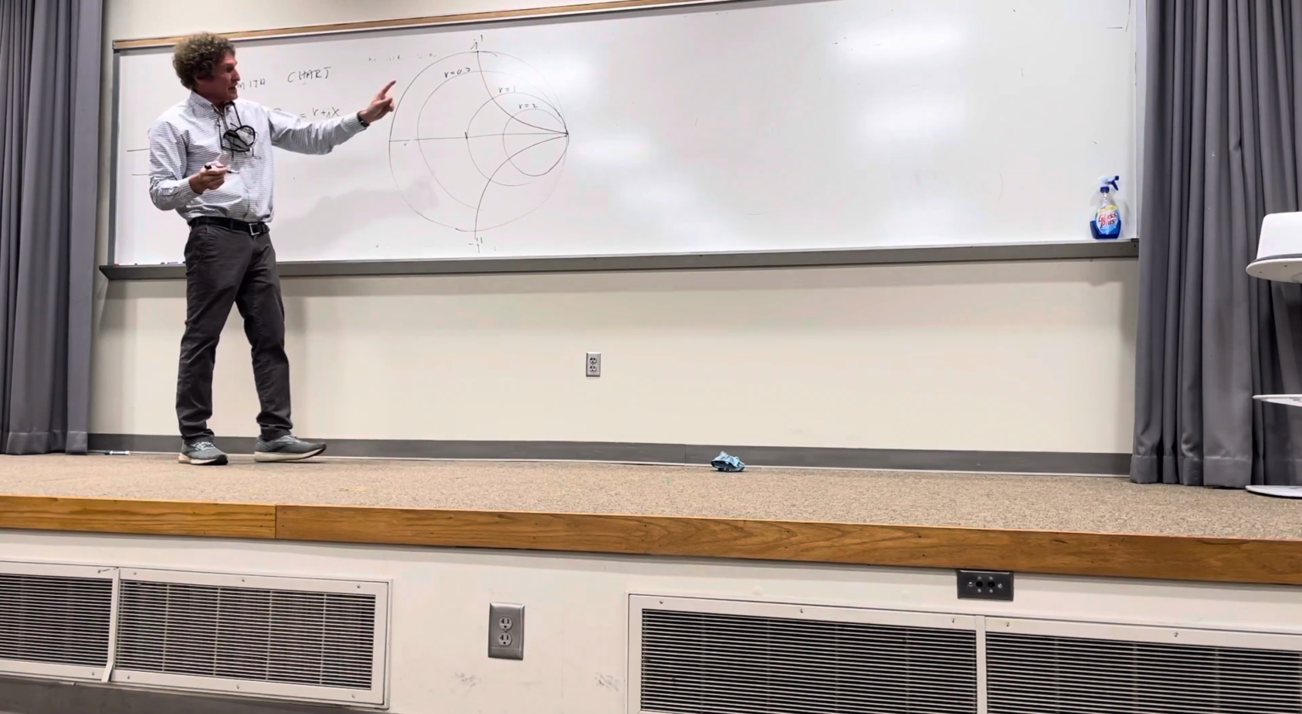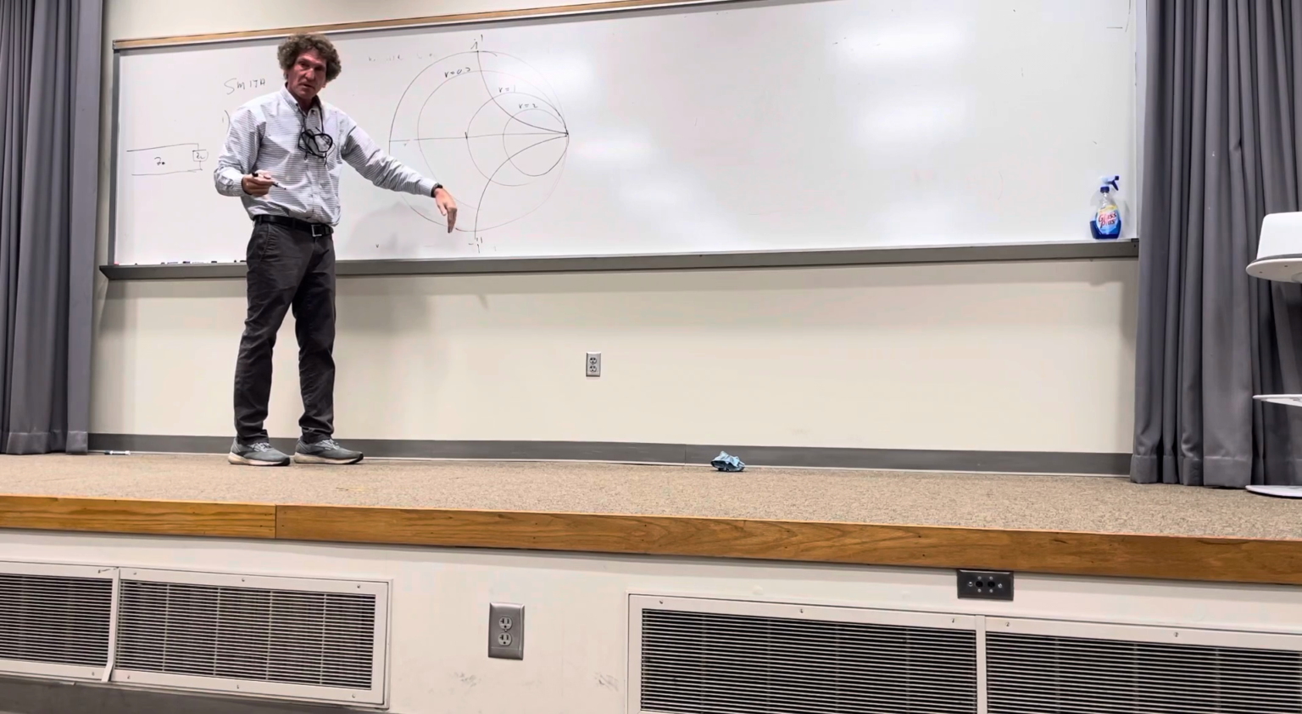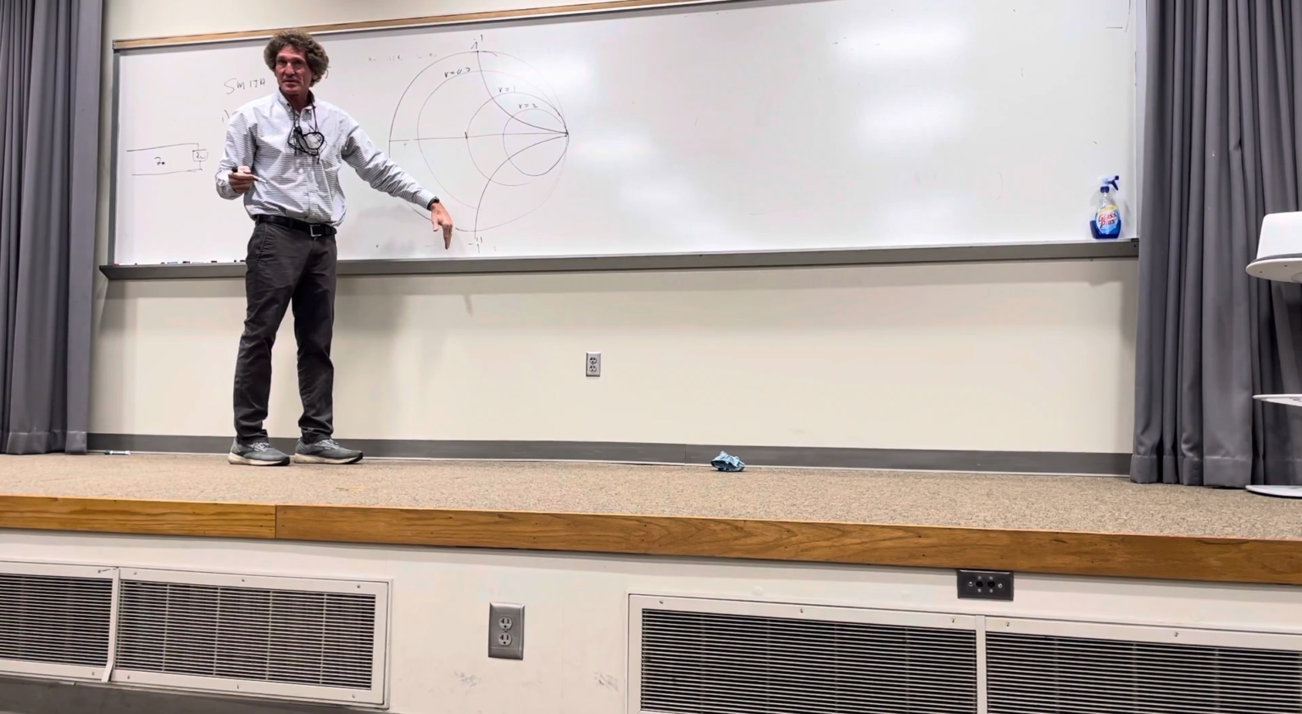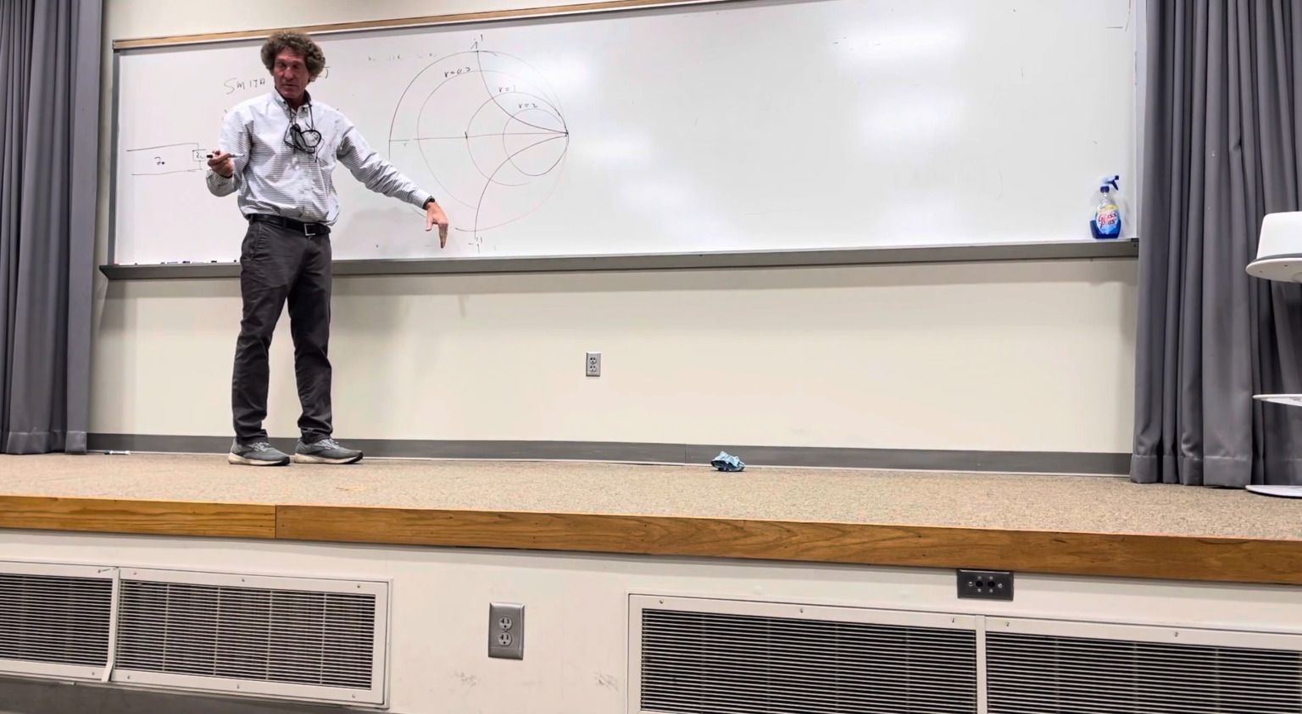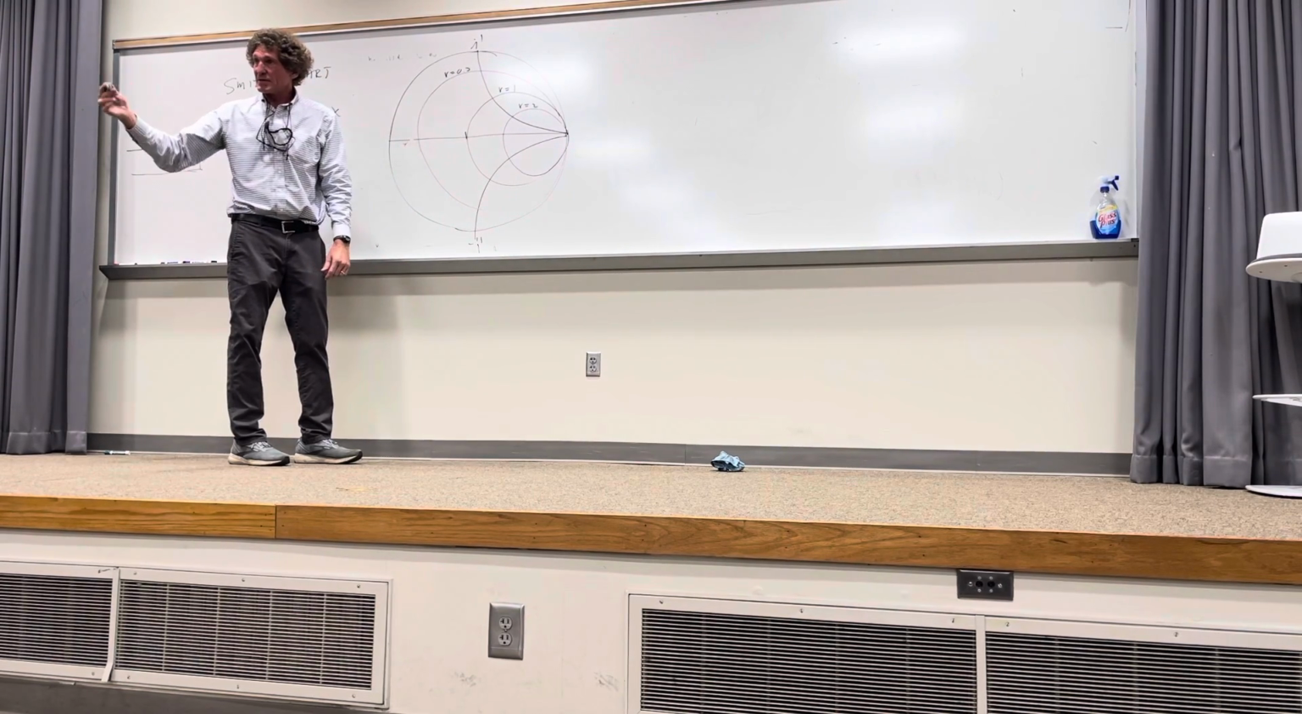Now, you see these imaginary things? I've got J equals plus 1, minus 1. There can't be a negative resistance. That's why it doesn't exist on this plot. You follow me, guys? But there can be a negative reactance. It can be minus J something.